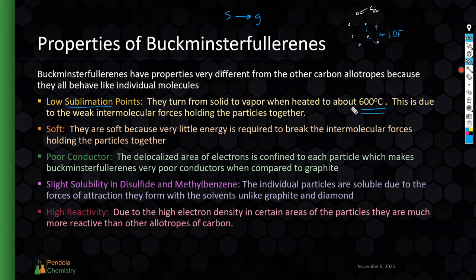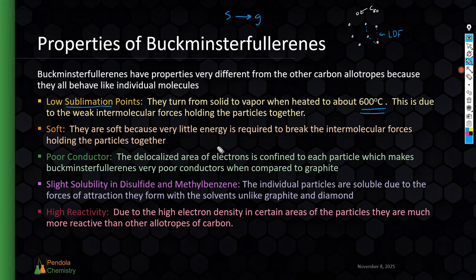Now, you might think that that's not a low temperature, but when comparing it to the melting point and boiling point of things like graphite and diamond, that's actually a pretty low sublimation point. This is due to the very weak London dispersion forces that are holding the individual particles to each other. Because of that, they're also very soft. They're soft because it takes very little energy to break the intermolecular forces holding the particles together. And so when you feel the Buckminsterfullerenes, they break apart very easily, creating that soft texture.